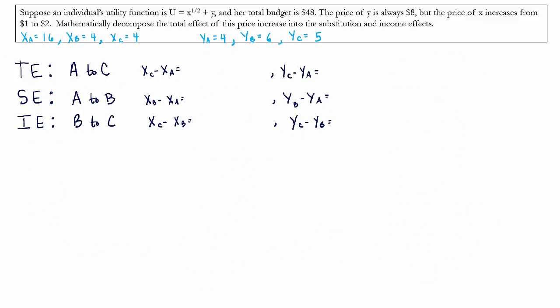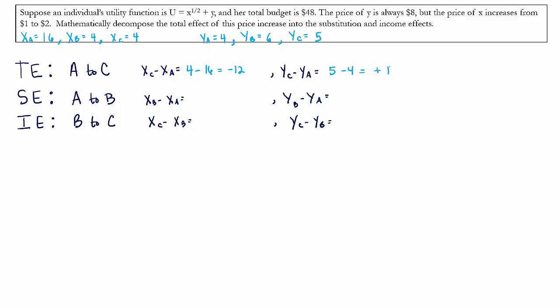Now let's put it all together. The total effect represents what actually happens. And what actually happens is the consumer initially chooses Bundle A and then chooses Bundle C. So the total effect is from A to C. From A to C, X goes from 16 down to 4, which is a reduction of minus 12. From A to C, Y goes from 4 to 5, which is an increase of positive 1.